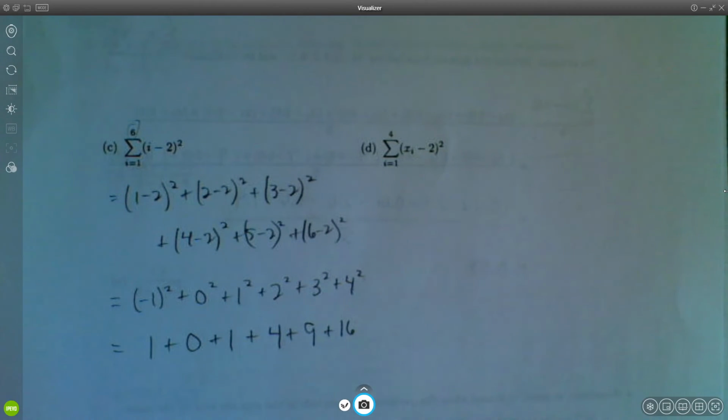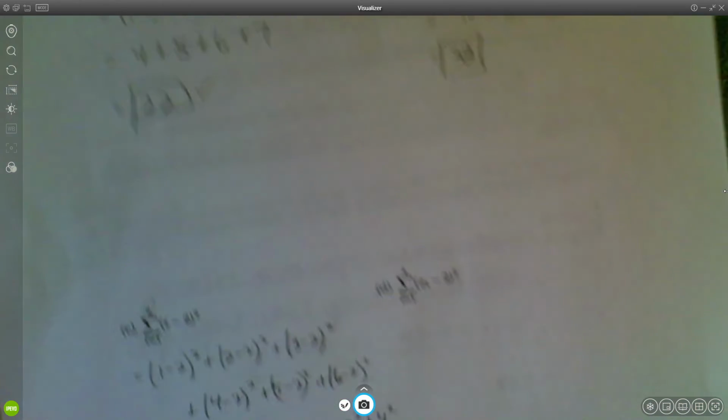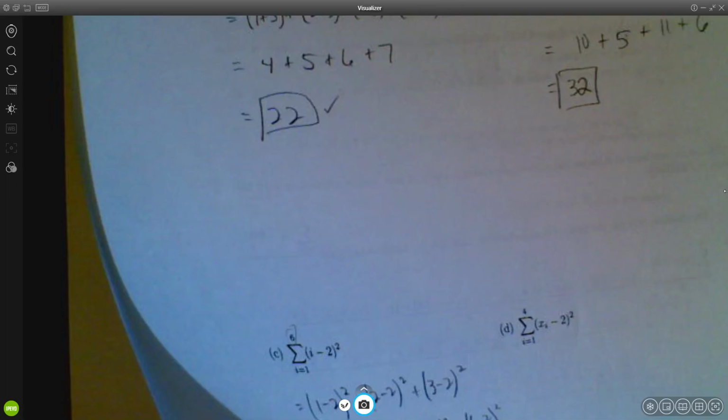But anyway, we should get what? So 25, 29, 30, 31. So we should get 31 here. Better check again in case I made a mistake. That's correct, 31.